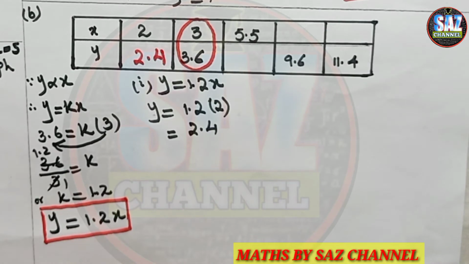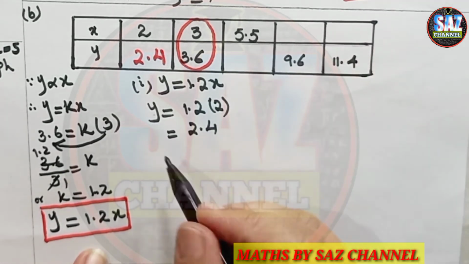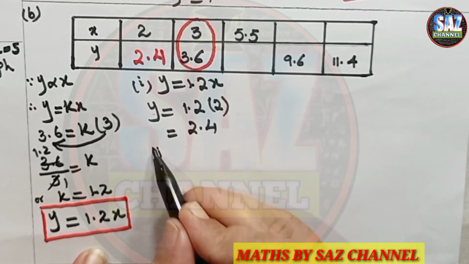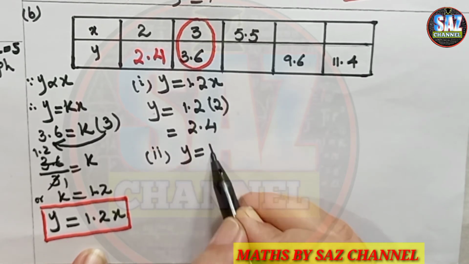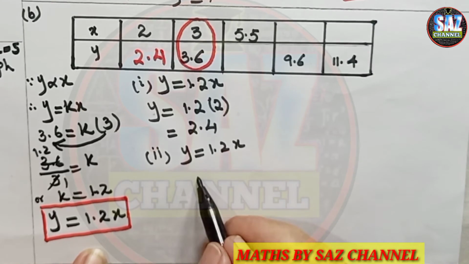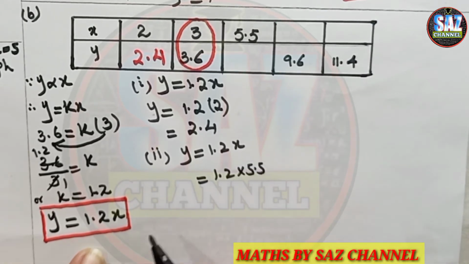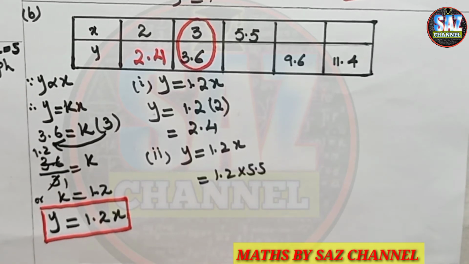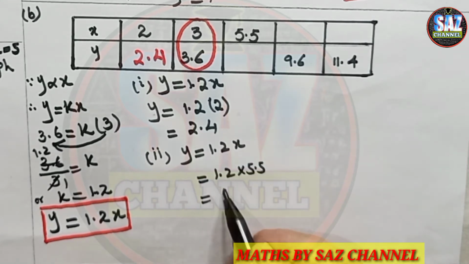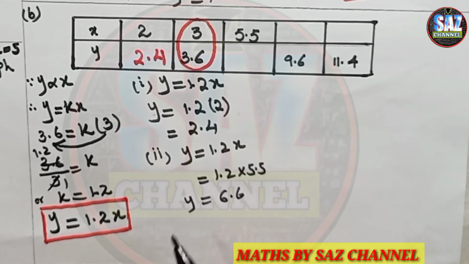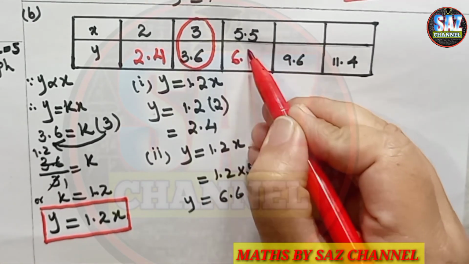Coming to the next part, that is x is 5.5. Again, the relationship is y equals 1.2x. Instead of x, I have to replace 5.5, and 5.5 multiplied by 1.2 will give me 6.6. So this will become y equals 6.6.